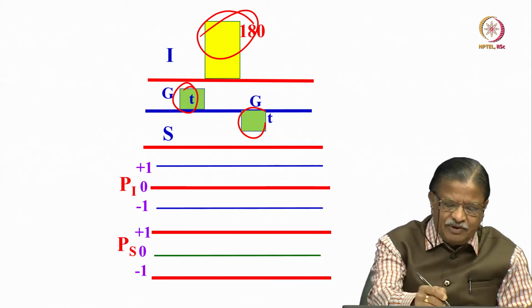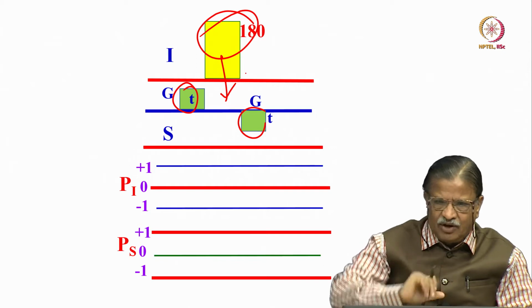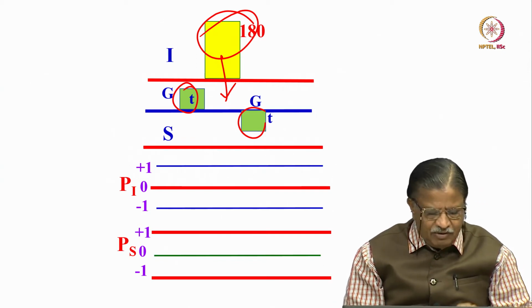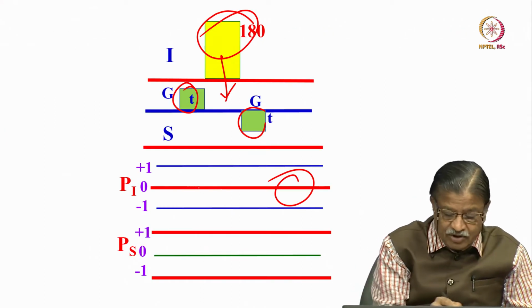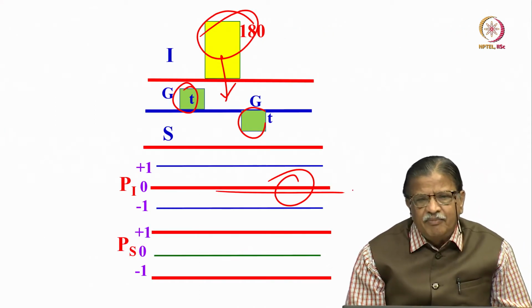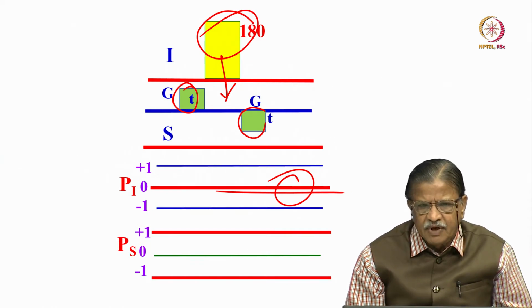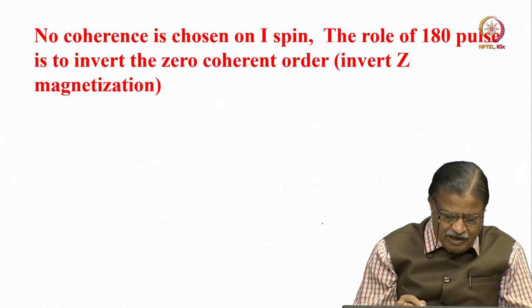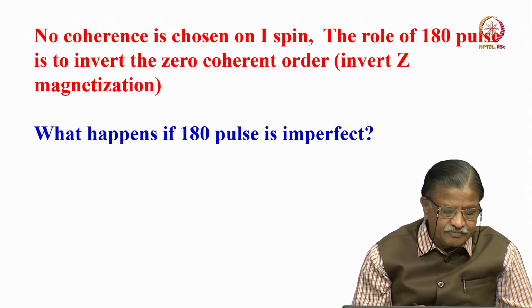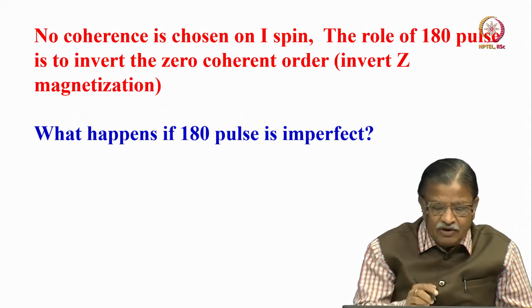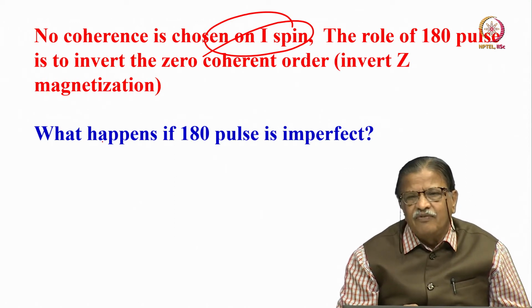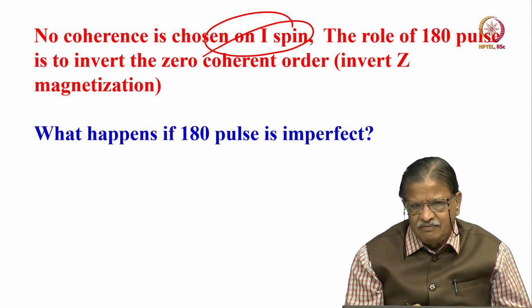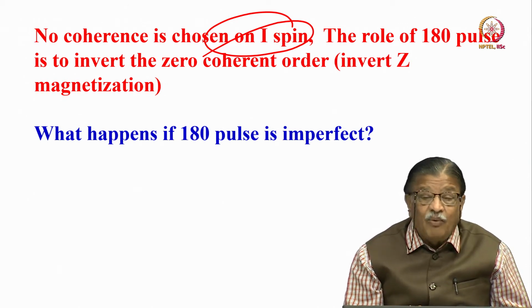What will the 180 pulse do? It will reverse the coherence order. Now let us say I don't choose any coherence order in the I case, it is 0. In the S case, I can choose a different coherence order. When no coherence order is chosen on the I spin, what is the role of the 180? It will simply invert.